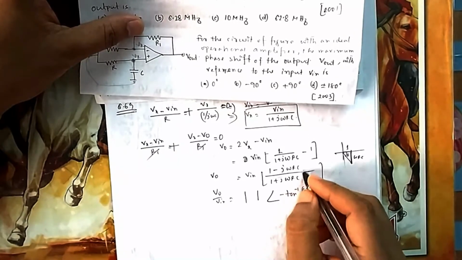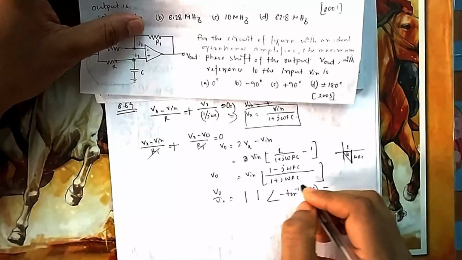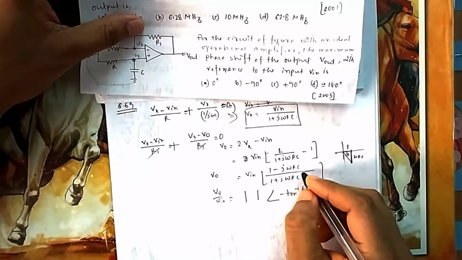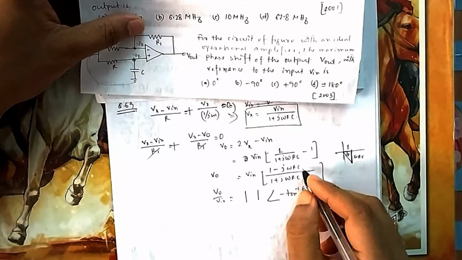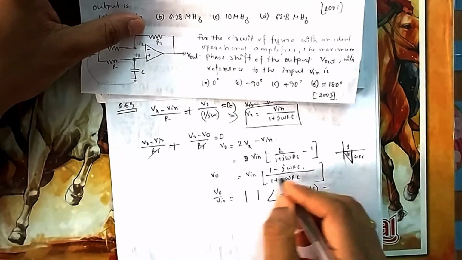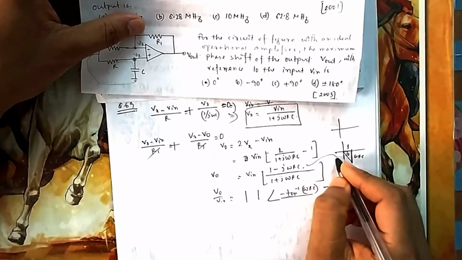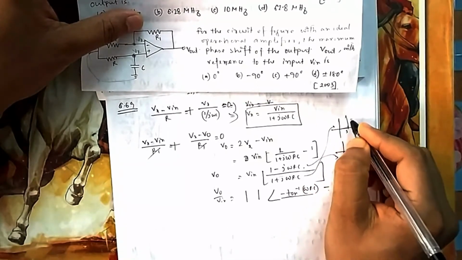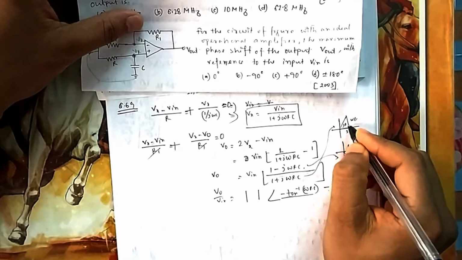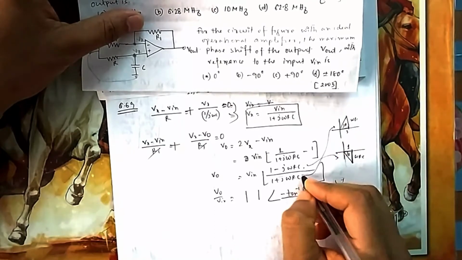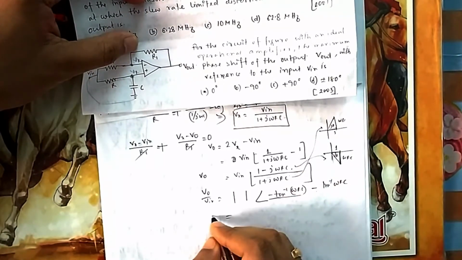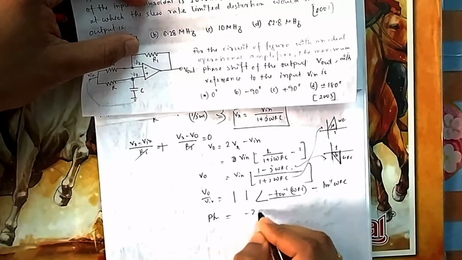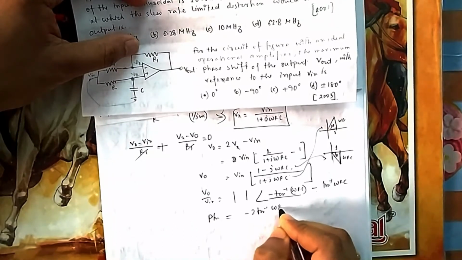Divided by this angle. What does divided by mean? Divided by means the angle will be subtracted. So this angle is this one, minus this angle. What is this angle? And if I calculate this angle, real is positive, imaginary is also positive, so it is a positive angle theta, but it is minus because in division the angle gets subtracted. So tan inverse omega Rc. So what will be the phase shift? The phase shift is minus 2 tan inverse omega Rc.